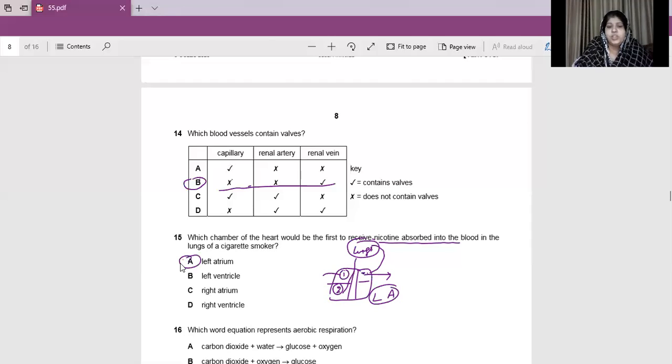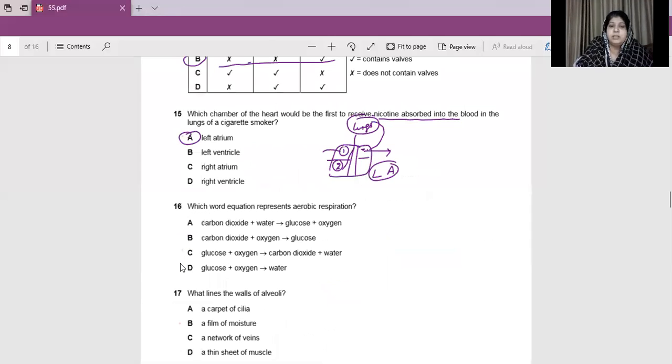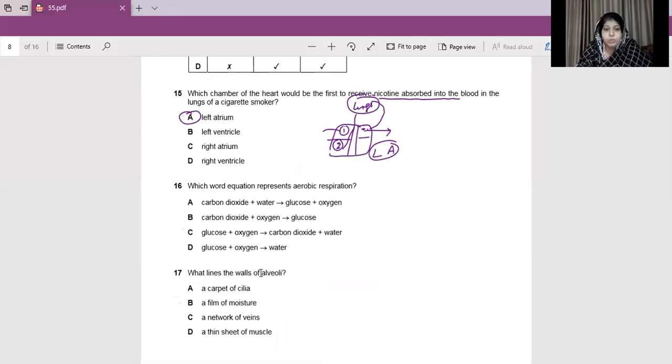Next question is very easy. Aerobic respiration means glucose is broken down with the help of oxygen, and produces carbon dioxide and water. They did not mention which aerobic respiration. Basically, aerobic respiration is the same for all living organisms.